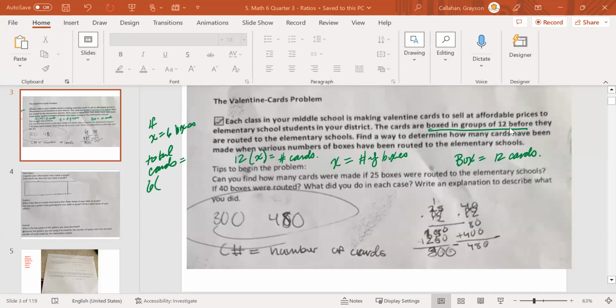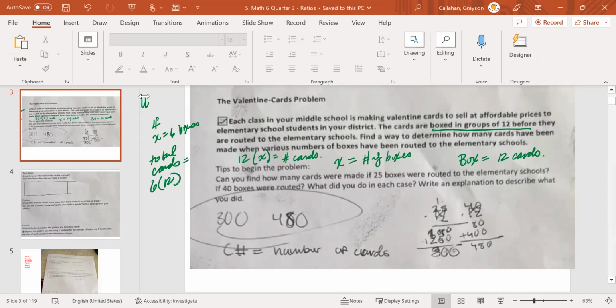No. There are 12 cards. Hold on. The cards are boxed in a group of 12. Cards are boxed in a group of 12 before they are routed to the elementary school. So there are 12 cards in a box. So 6 times 12 will give you the number of cards that was sent. Does that make sense? This is just an example.